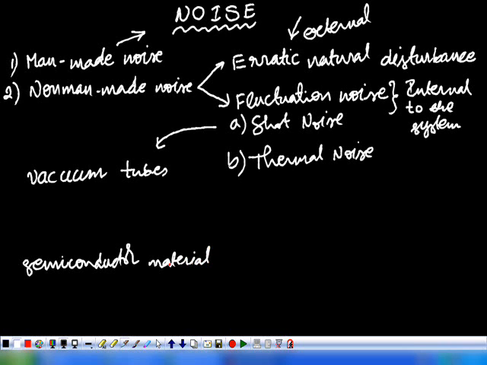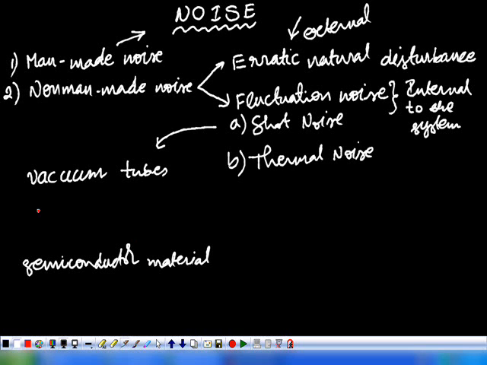Semiconductor material. Normally we use semiconductor devices in almost all circuits or systems. If we take a communication system, we have an amplifier in it. The amplifier itself uses a semiconductor device called the transistor. In the olden days we used vacuum tubes. Nowadays they are replaced with semiconductor devices.